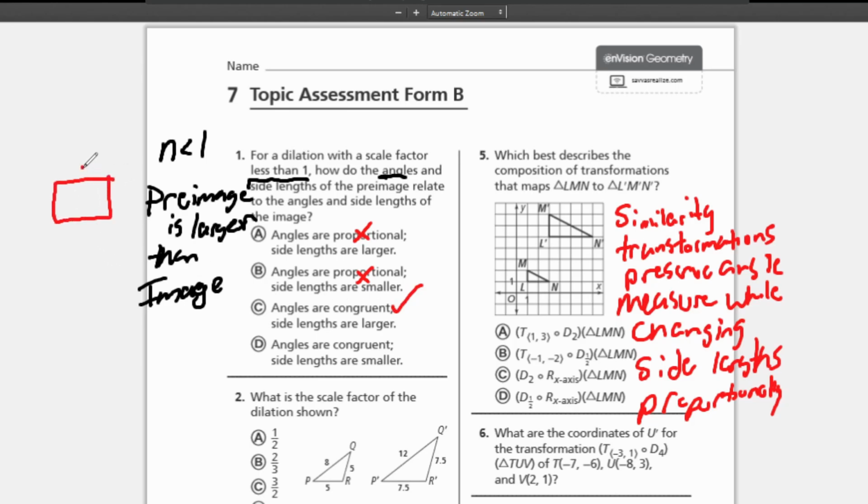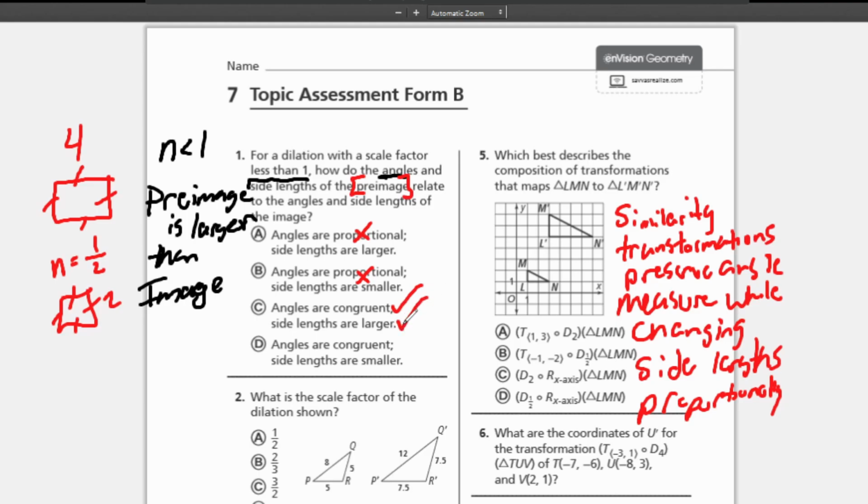Let's use a square for an example and say that it started with side 4 and n is equal to 1/2. That's definitely less than 1. Then my new square is going to have side length 2. Well, the angles are congruent in the side lengths of my pre-image, which is what it's asking us to look in terms of. Again, how do the angles and sides of the pre-image relate to the angles and sides of the image? So the side lengths are definitely larger.